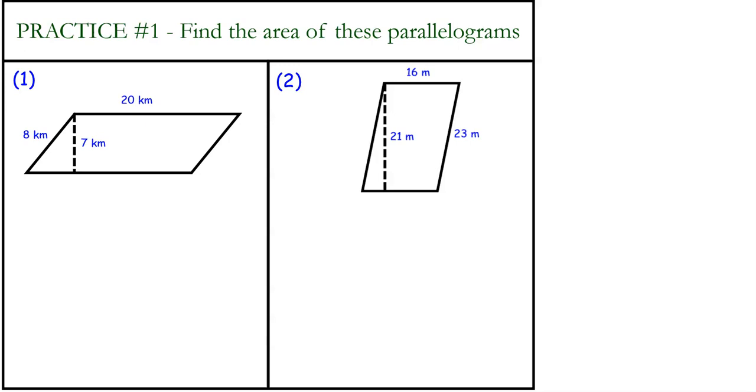So I've given you a little bit of extra information. You don't actually need all the information that I have here, but it's designed to make sure that you are looking at the correct things. The area formula is base times height, but base times height must be perpendicular.